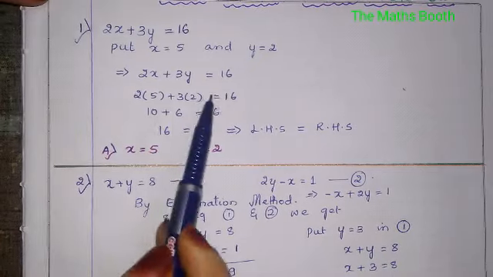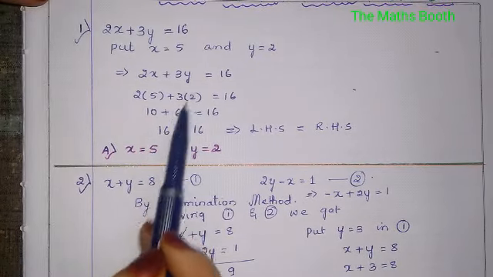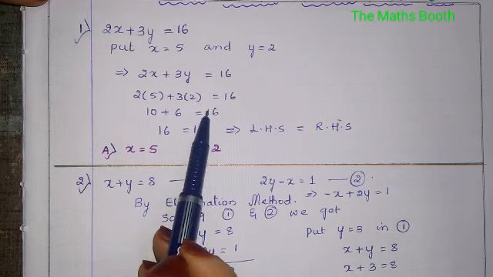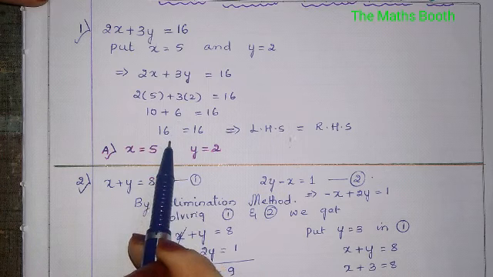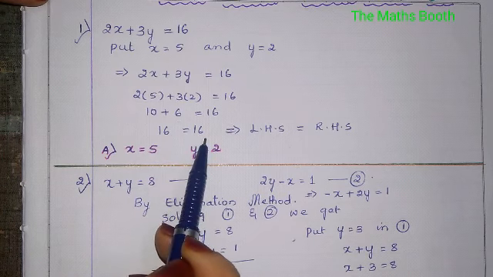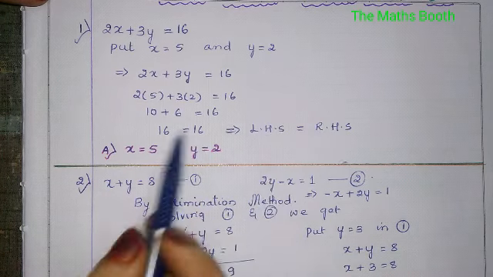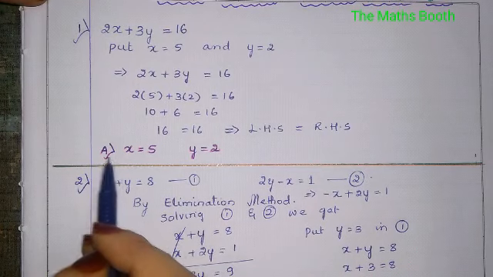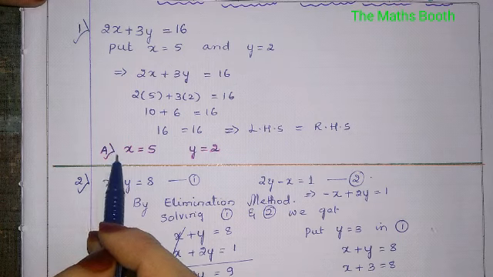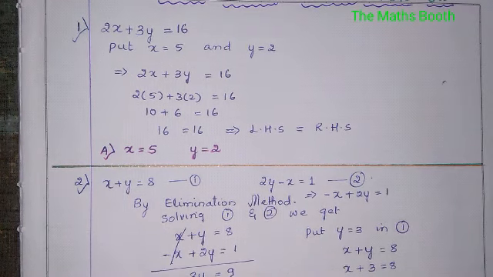So here 5 2s are 10 plus 3 2s are 6. LHS is 10 plus 6 is 16, which is equals to 16. So LHS is equals to RHS. So the correct option is x is equals to 5 and y is equals to 2. That is option A is the correct option. Let us see the next question now.